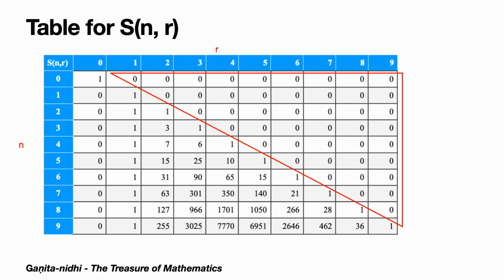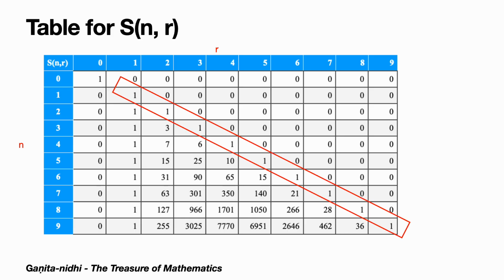And if the number of boxes is more than the numbers that there are to distribute, there is no way to have this partition, and we get 0. If the numbers to distribute and the boxes are the same, again, there is only one way to do this partition. That is, we put one number in each box, and the number of ways to do this is just 1.